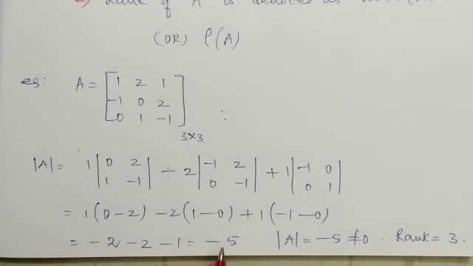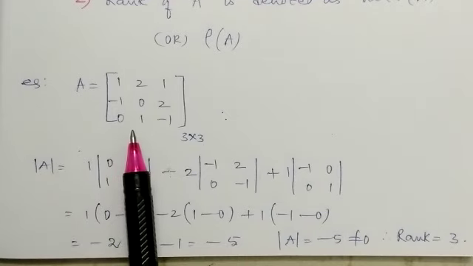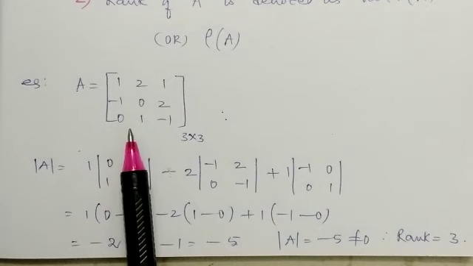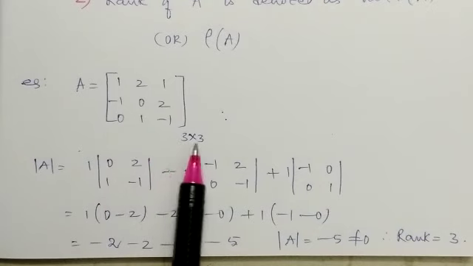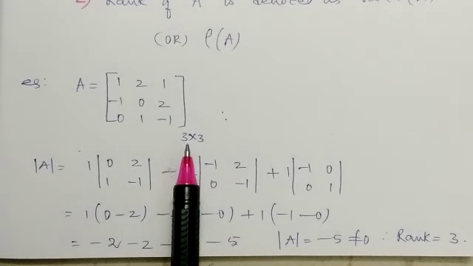This is non-singular matrix. If det is non-zero, matrix is called non-singular. So this is non-singular matrix. Matrix A is a submatrix of itself, of highest square submatrix, whose det is not equal to 0, which is non-singular. Therefore, rank is highest order. What is the order of this matrix? 3 by 3.